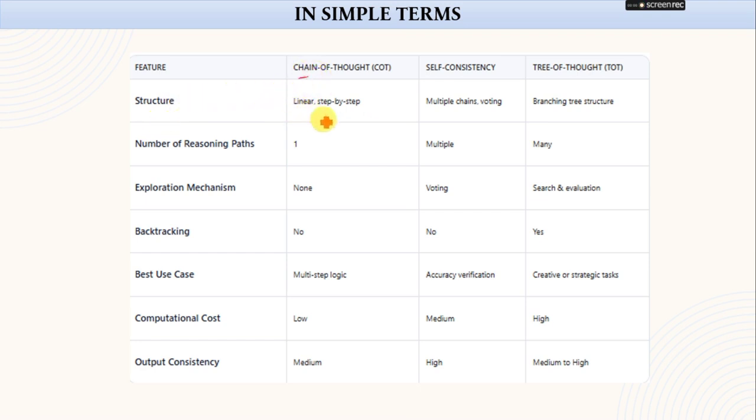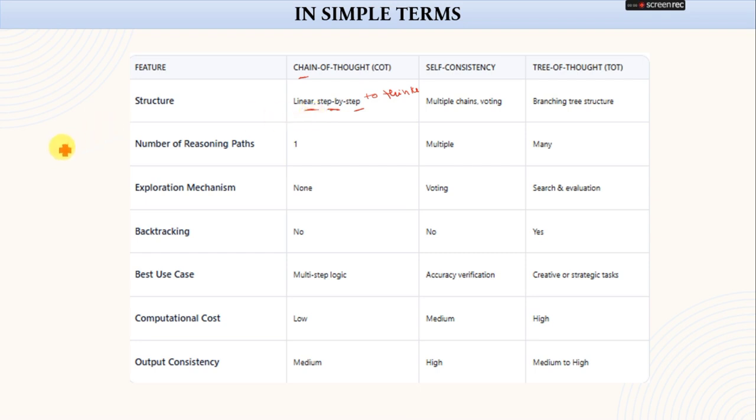So, what is chain of thought prompting? Chain of thought is a prompt engineering method that encourages the model to generate intermediate reasoning steps before arriving at a final answer. Instead of jumping directly to a conclusion, the model is prompted to think aloud or show its logic in a step by step manner. This mimics human problem solving and helps the model tackle complex or multi step tasks more effectively.